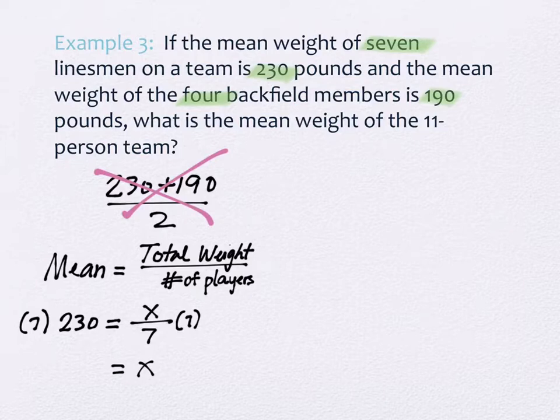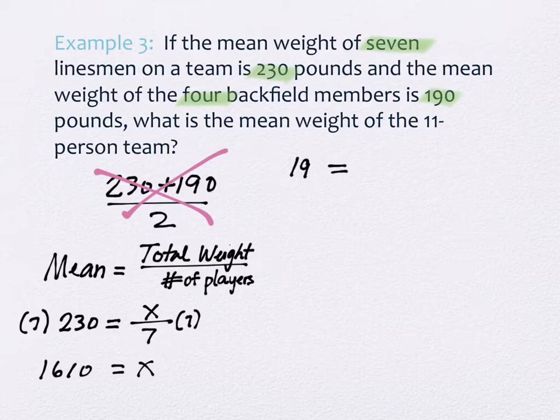What is 7 times 230? 1610. Fantastic. Now let's do the same thing for our 4 backfield members. So I have their mean. What is their mean weight?